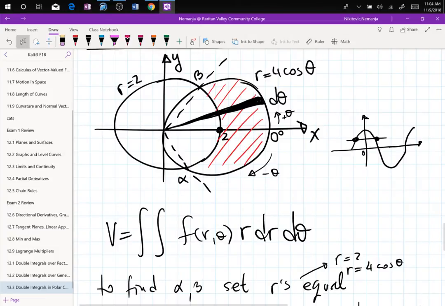do we make it better? We cannot integrate e to the negative x squared. Now if we change it, and instead of doing the xy coordinates, we do the polar coordinates, why is e to the negative r squared better?